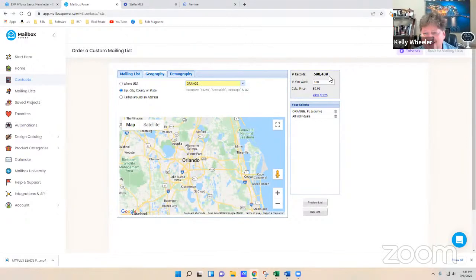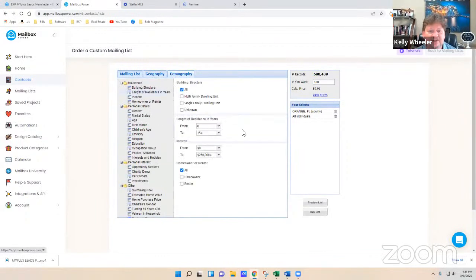I don't want to. That's way too much money, and there's no agent in the world that needs to market to 500,000 people. What I want to do is take this list down to renters only that meet my criteria. So the first thing I'm going to do is come down here and watch what happens to the number. I'm getting rid of everybody but renters.